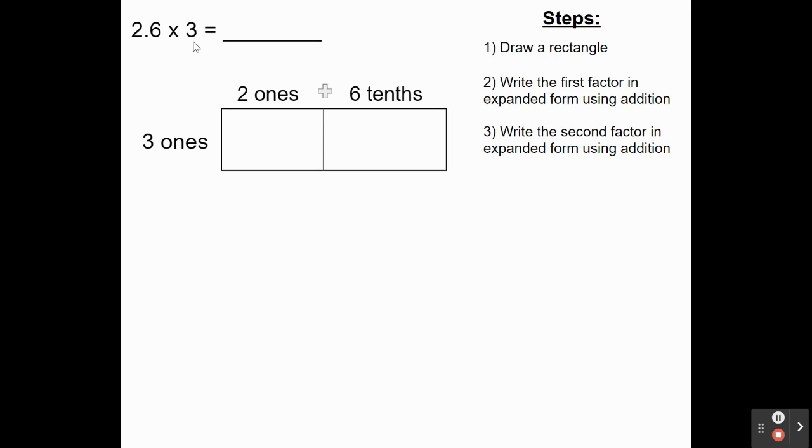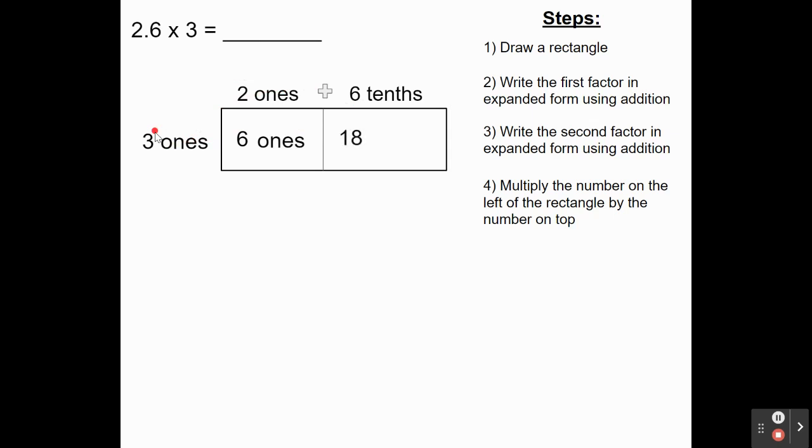Now let's find the area of each of these smaller rectangles by multiplying the number that's on top times the number to the left. So here we have 2 times 3, which is 6, and ones times ones is ones. For the second rectangle, we have 6 times 3, which is 18, and tenths times ones is tenths. Remember, when we multiply by ones, the answer is always the other factor.